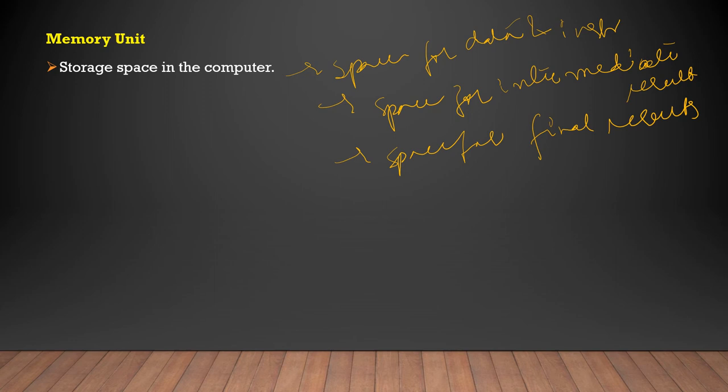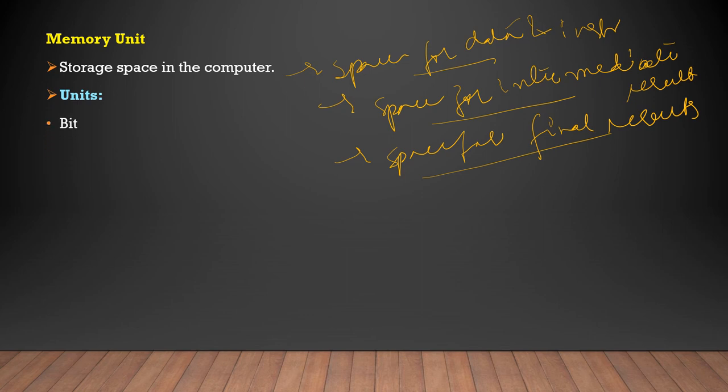Memory unit. Computer memory is the storage space in the computer. The memory unit provides space for storing data and instruction, space for intermediate results, and also space for final results. Now let us understand the units used in memory.